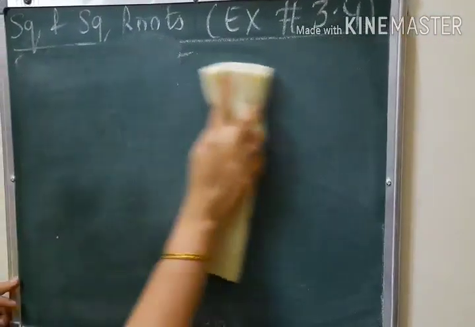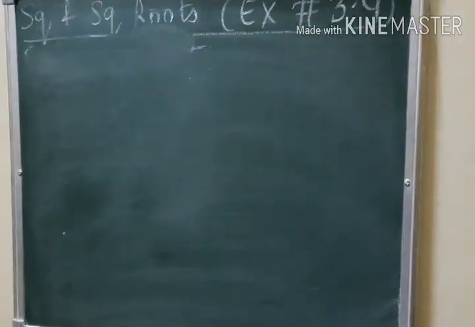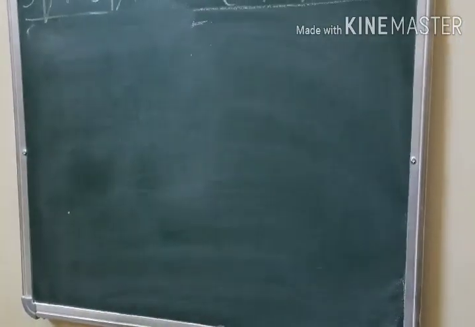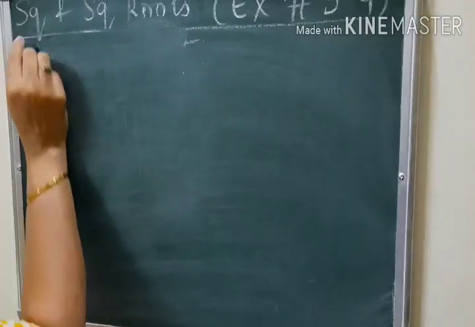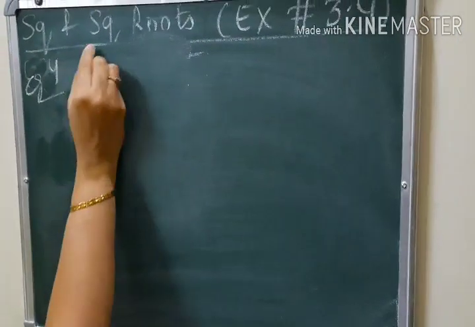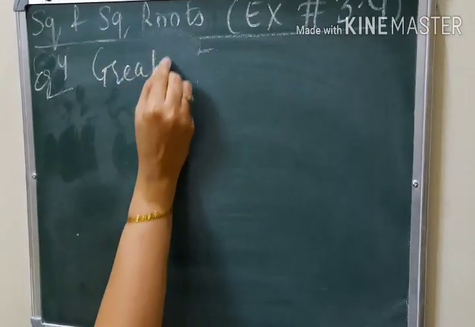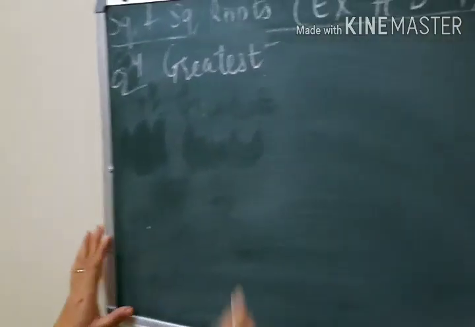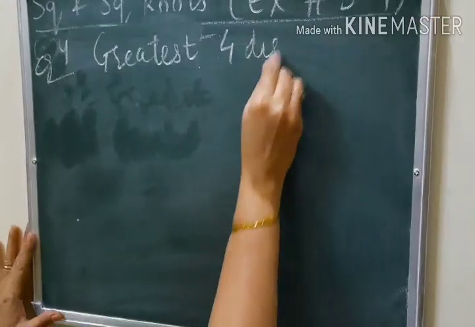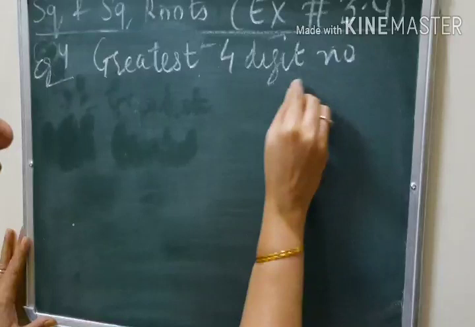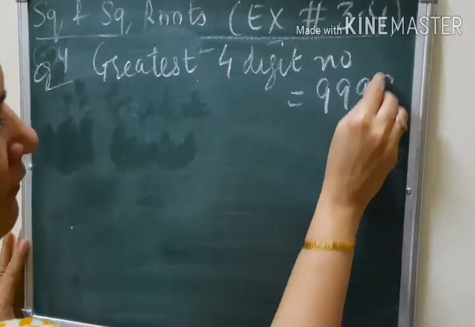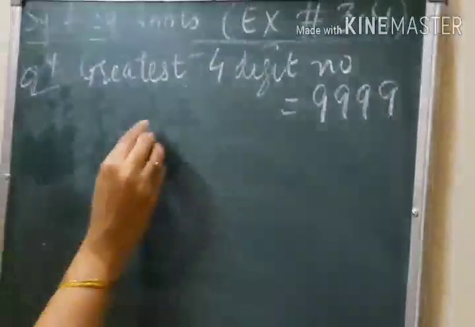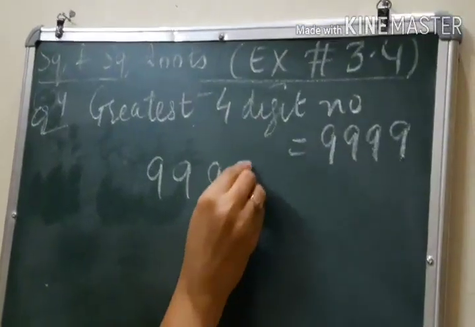Next example, example number 4. Example number 4 is find the greatest 4-digit number which is a perfect square. You have to find the greatest 4-digit number which is a perfect square. Now, what is the greatest 4-digit number? We know that greatest 4-digit number is 9999. So first we are going to check whether this is a perfect square or not. So just check it by long division.